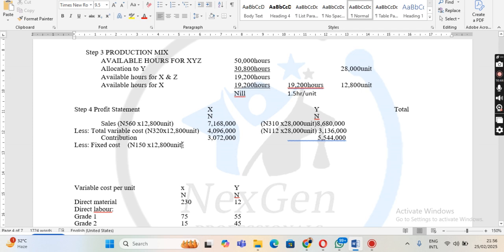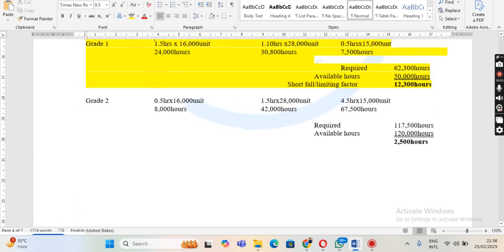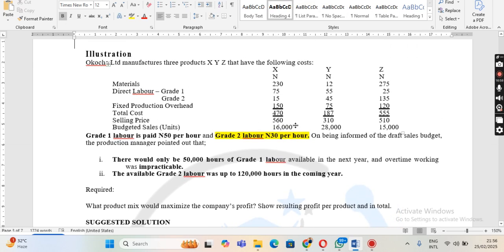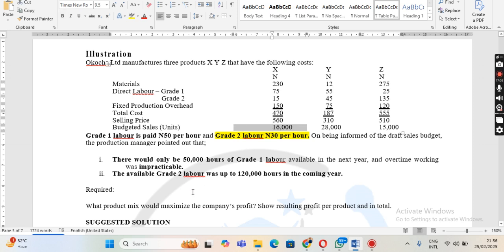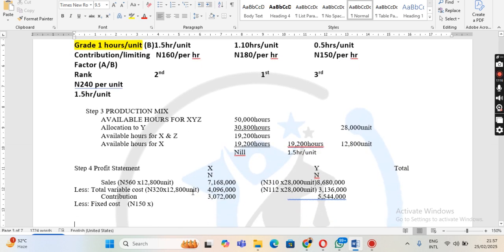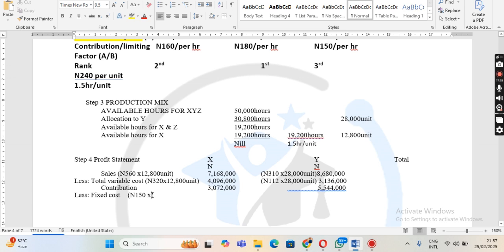Now, so therefore, we go back to the question and check where 16,000 is our budget. Now, let me show you. You can see 16,000 units, right? 16,000 units and 28,000 units, class. So we go back. We can quickly go back. 16,000 units. What do we have?